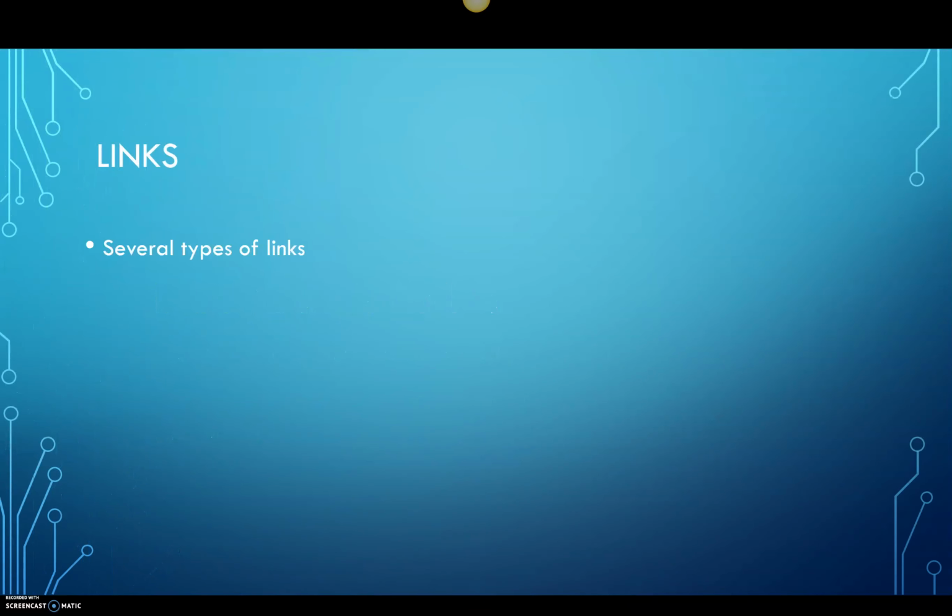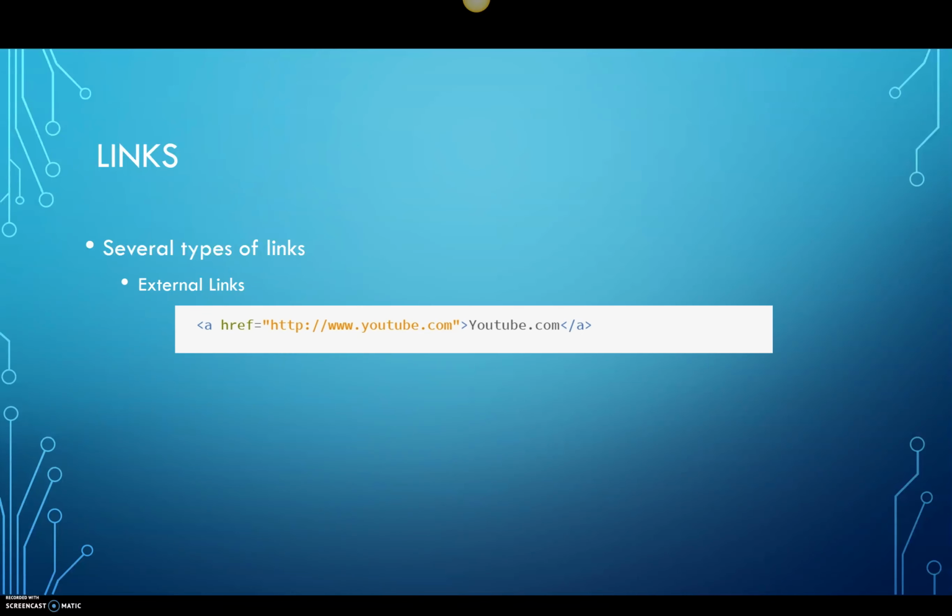Links. Well, there are several types of links. First, you have the external link. And here's an example of an external link. It takes the user to youtube.com when they click on the underlined text youtube.com.